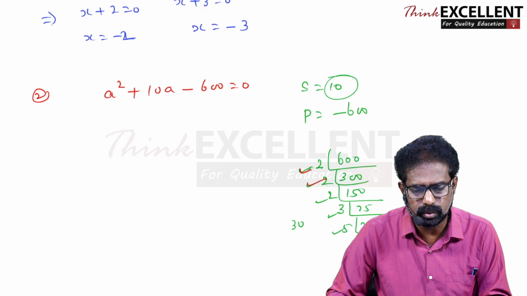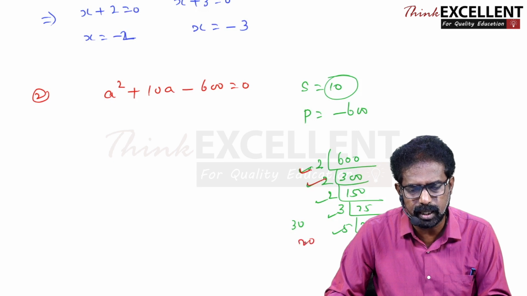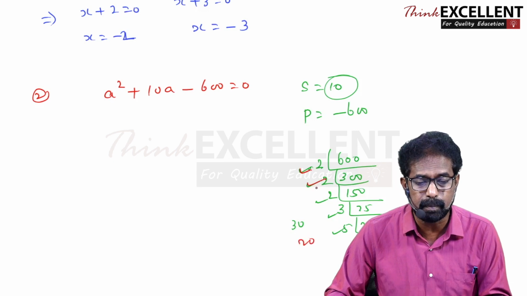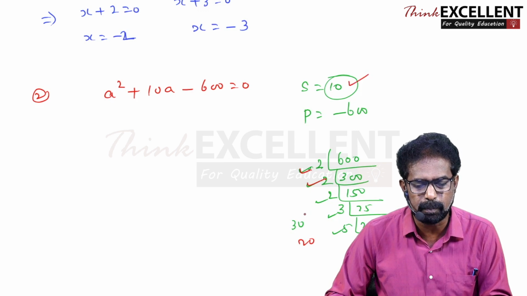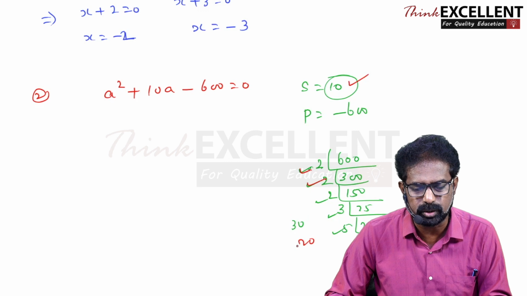2, 2, 5. So it is 20. So 30 and 20. If you add, you will get 50, but 10 we want. If you subtract, you will get 10. Yes, we want plus 10. So the greater number is given positive.